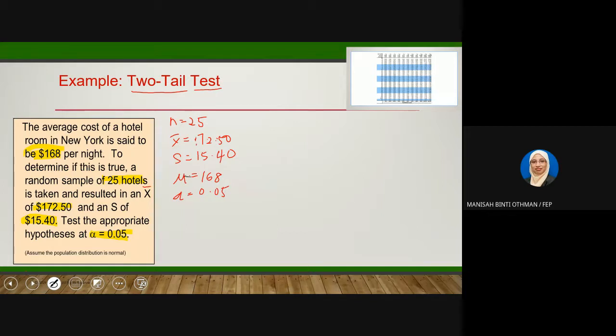If the two tail is not highlighted, then you can identify it based on the statement. The average cost of a hotel is said to be 168. It doesn't mention whether it should be more than 168 or less than 168.